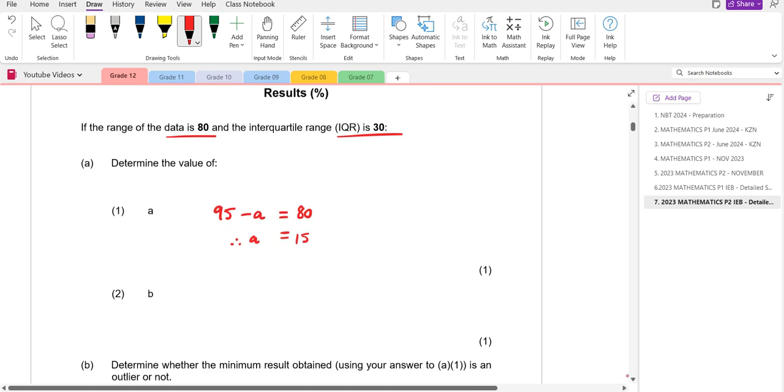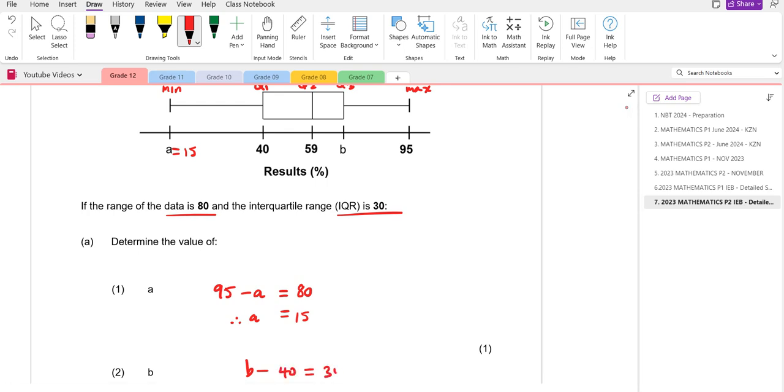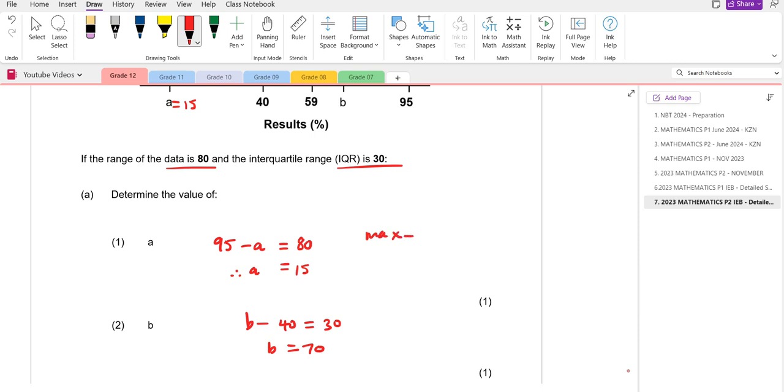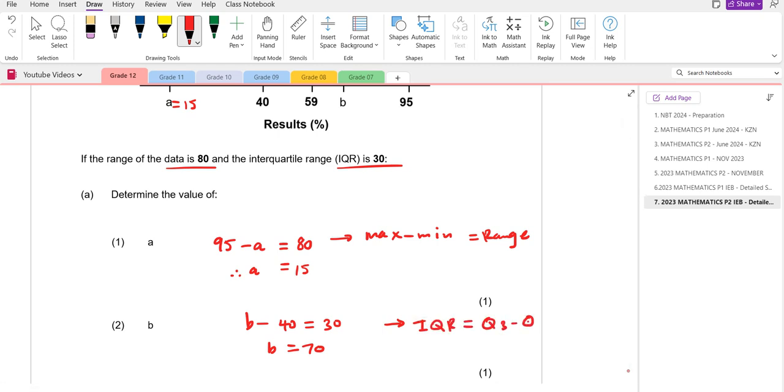Next, we want to find the value of B. The value of B is IQR. IQR is Q3 minus Q1. Q3 is B and Q1 is 40, and that's equal to IQR of 30, and the value of B is 70. So remember, max minus min is equal to the range, right? And remember here, IQR is equal to Q3 minus Q1. So we know the value of B is 70.